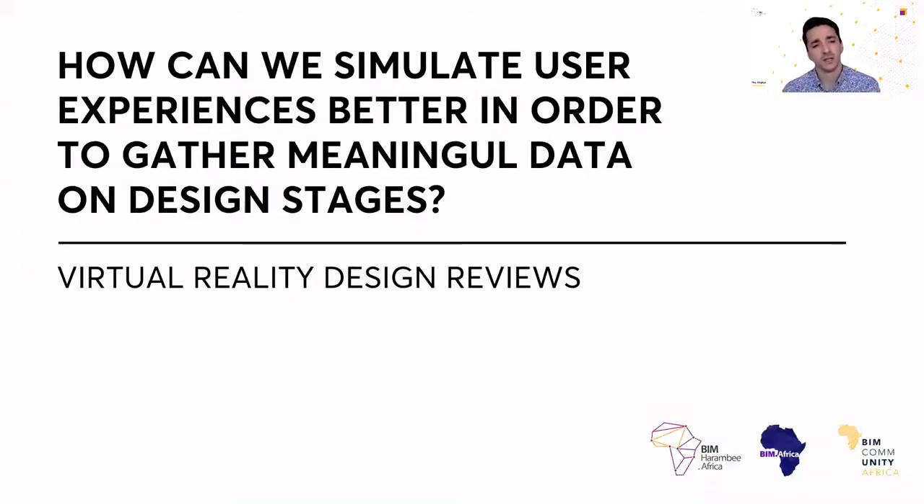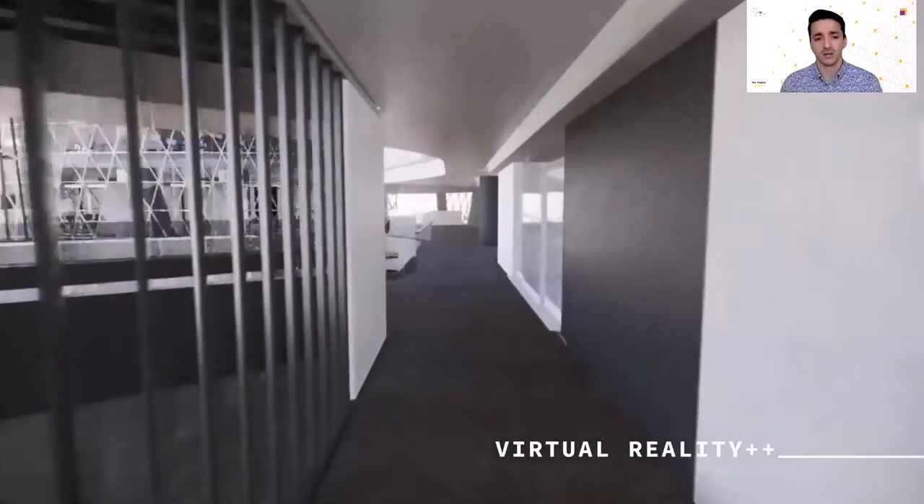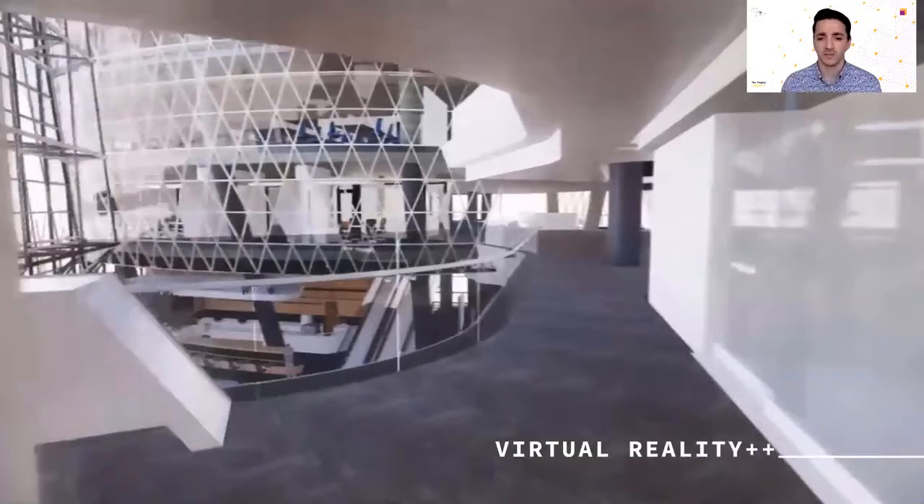Another example is, how can we simulate user experience better in order to gather meaningful data on design stages? So what if, particularly on buildings, we can present people with different spaces, and they can experience it, they can understand, and then they can give us immediate, rapid feedback right on design stages that allow us to fit the building better to the people, rather than have to fit the people to the building.